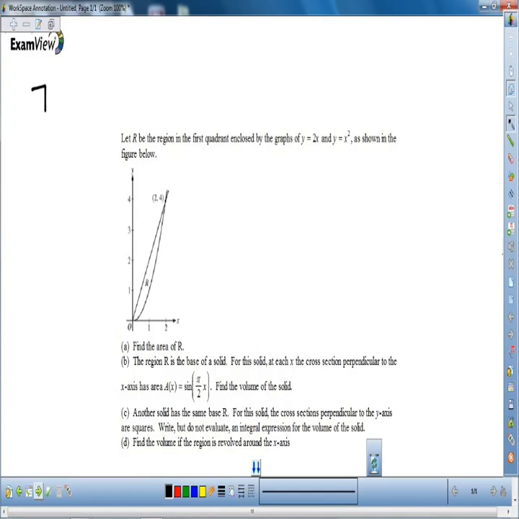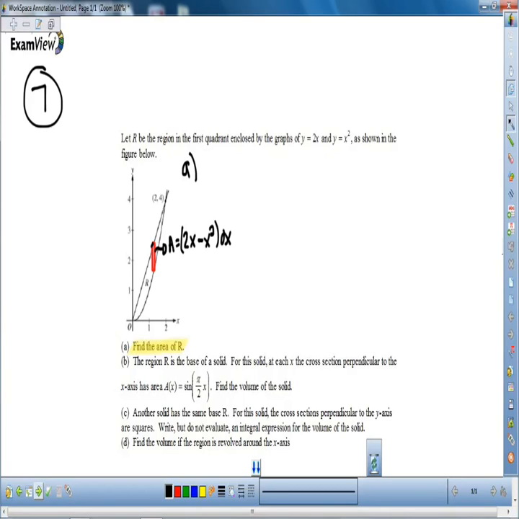For number 7, part A, we're given a region and we're trying to find the area of the region. To find the area, we're going to use a rectangle and find the area of this rectangle. The area of the rectangle is the top, which is 2x, minus the bottom, which is x squared. And that gives me the area of one of the rectangles.